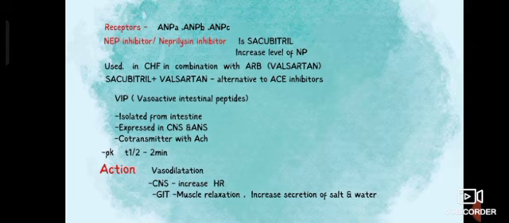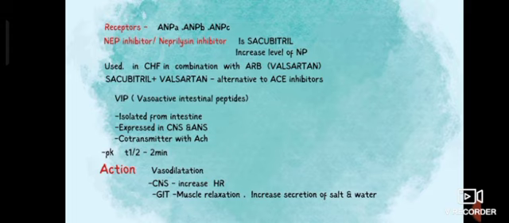Neprilysin inhibitors or NEP inhibitors are substances which cause inhibition of neprilysin. Example, sacubitril. It increases the level of natriuretic peptides and is used in chronic heart failure in combination with angiotensin receptor blockers like valsartan. Sacubitril plus valsartan is an effective alternative to angiotensin converting enzyme inhibitors in chronic heart failure.